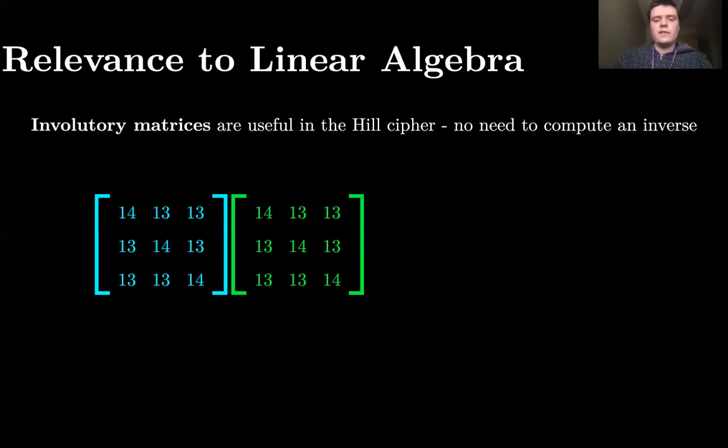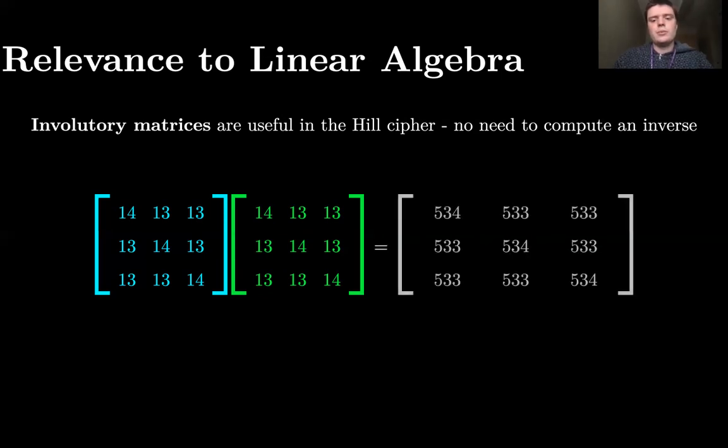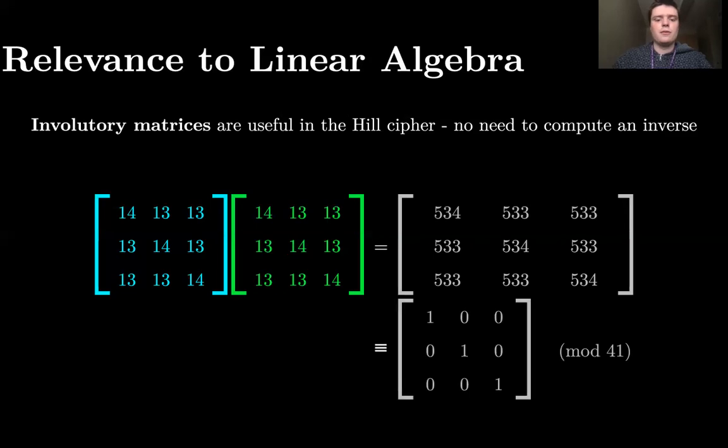You can see here, when we multiply them, we get the identity mod 41, which means that they are inverses of each other. And since the two matrices are the same, we can say that this matrix is involutory mod 41.